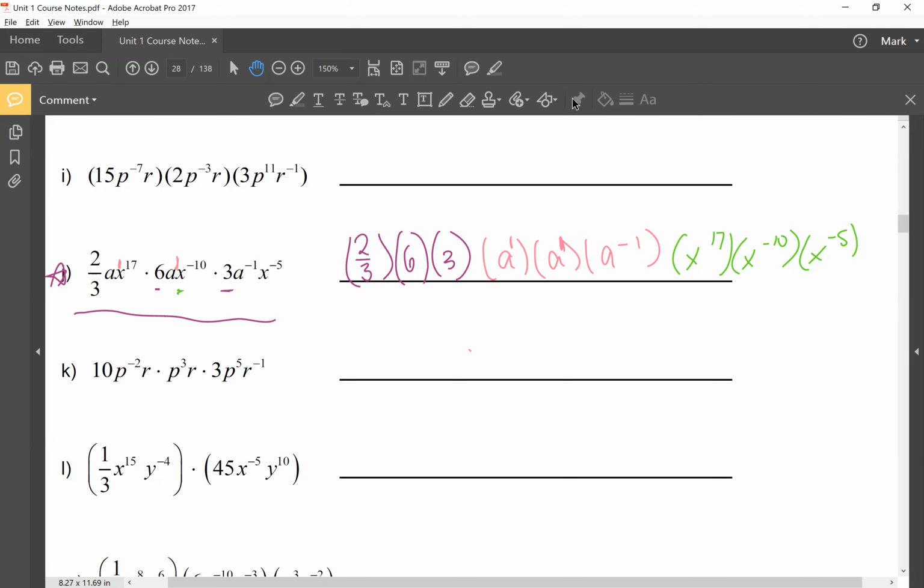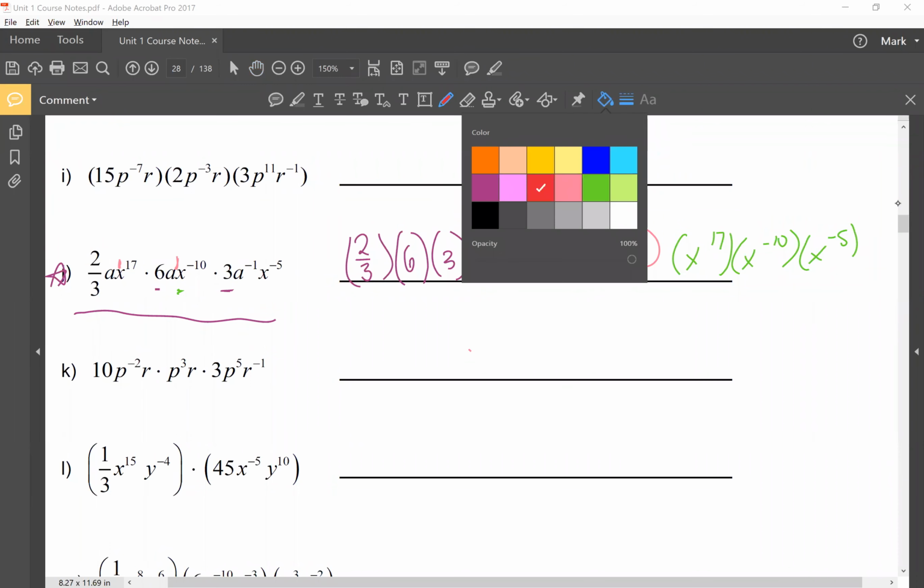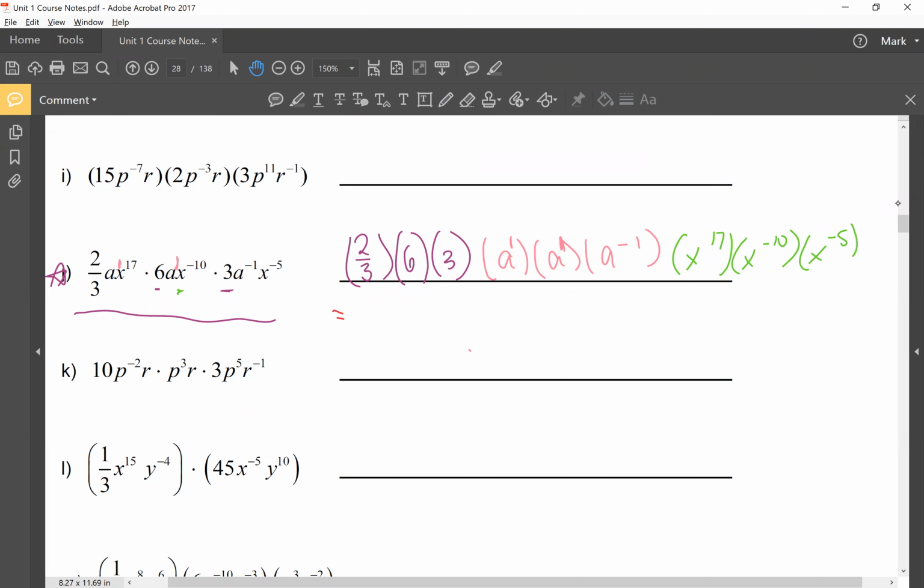So my answer, putting it all together: 2/3 times 6 times 3 is just 12. You can do that on your calculator if you don't believe me. For A's, I have 1 plus 1 minus 1. That's 1, right? And for my X's, I have 17 minus 10 minus 5. So that's 2. Whew. Crazy, right? Not the easiest thing in the world.